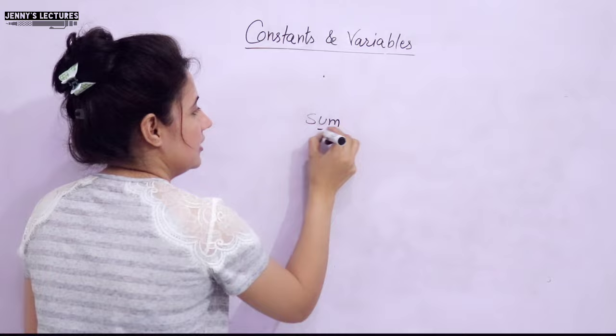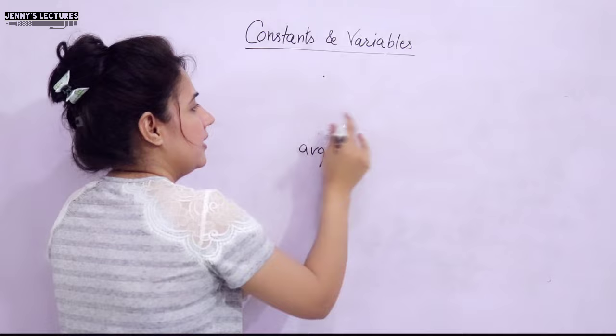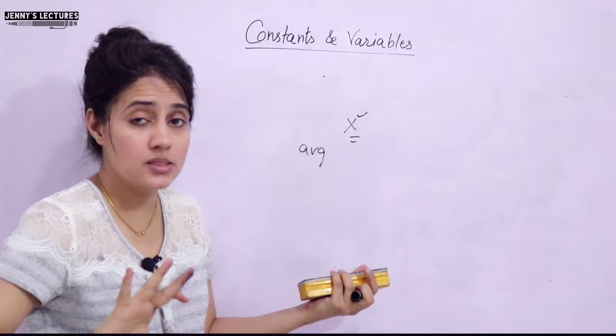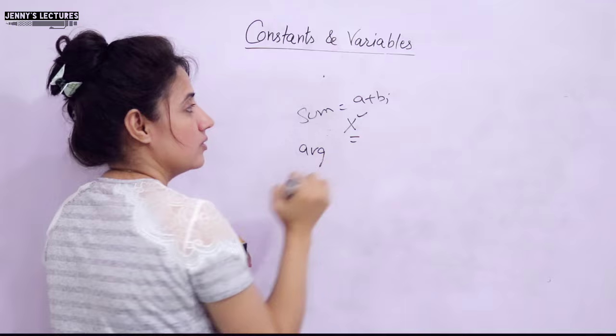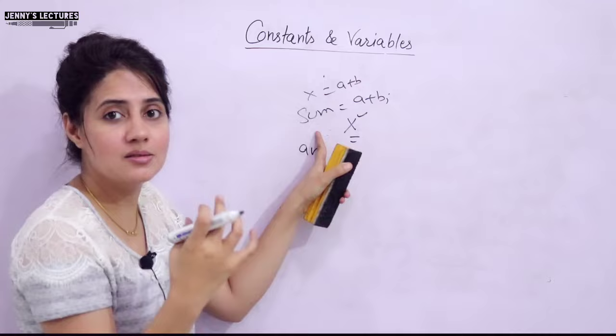If you want to calculate average, just take the name of the variable as avg or average. That should be meaningful. It's not that I have to take x here. I'll store the sum of two numbers, so you can take sum, but it's not compulsory. In sum is equal to a plus b, I'll store the sum. You can take x also, x is equal to a plus b, that is also fine, but sum is more meaningful to you, so it would increase the readability of your program, right?